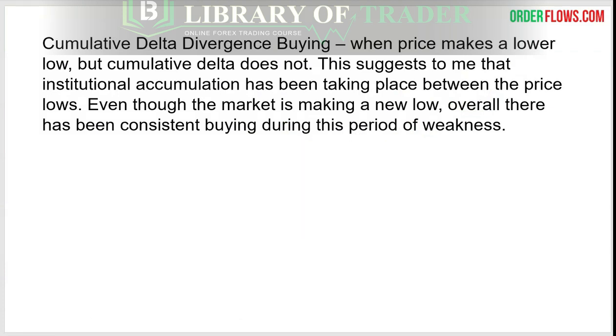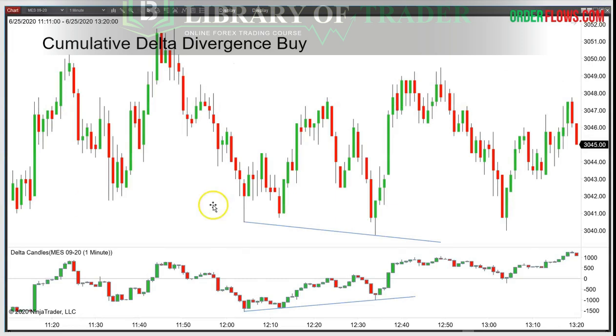Now, cumulative delta divergence buying is when price makes a lower low, but cumulative delta does not. This suggests that institutional accumulation has been taking place between the price lows. Even though the market is making a new low, overall there has been consistent buying during this period of weakness. So for example, cumulative delta is going up. You get some selling going on, price is going down, but there have been some aggressive buying spurts coming in here. Cumulative delta, you're at your most negative point here, second most negative point here, third here.